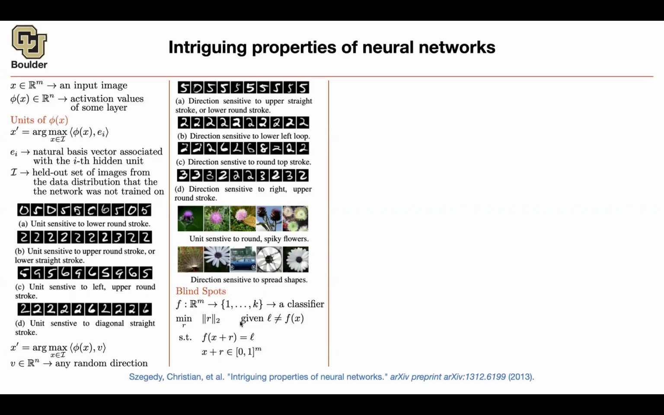So it means that if you can solve that problem, these are counterexamples to what the classifier is supposed to do. If an image is perturbed slightly, the network should still predict the same outcome. And basically, we shouldn't be able to solve this problem.